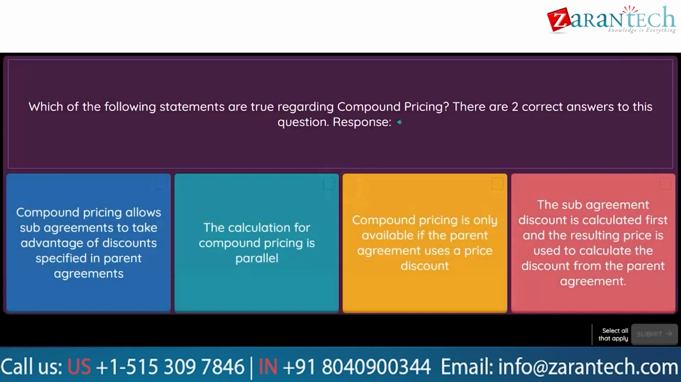Question: which of the following statements are true regarding compound pricing? There are 2 correct answers to this question. Response: Option 1, compound pricing allows sub-agreements to take advantage of discounts specified in parent agreements. Option 2, the calculation for compound pricing is parallel. Option 3, compound pricing is only available if the parent agreement uses a price discount. Option 4, the sub-agreement discount is calculated first and the resulting price is used to calculate the discount from the parent agreement.